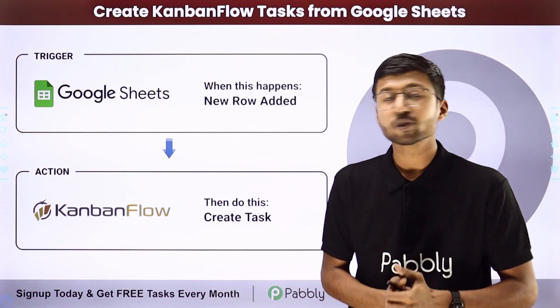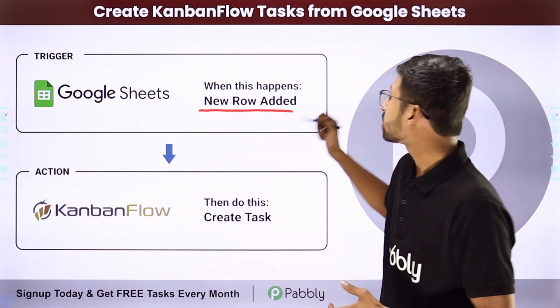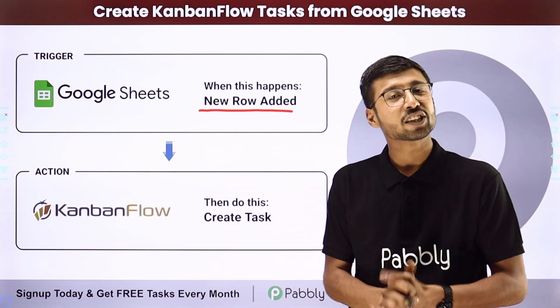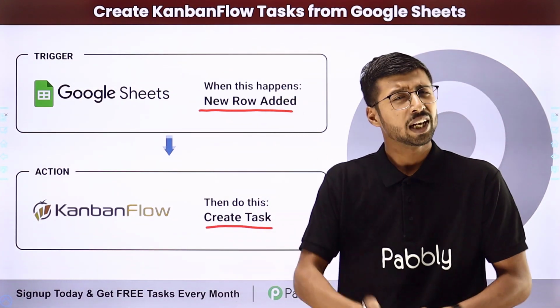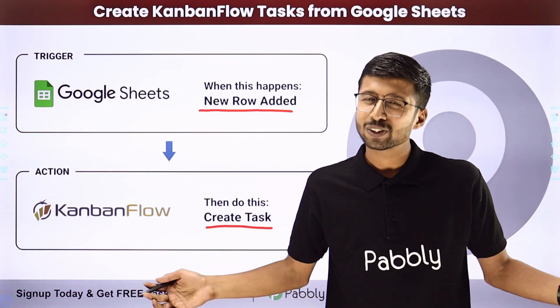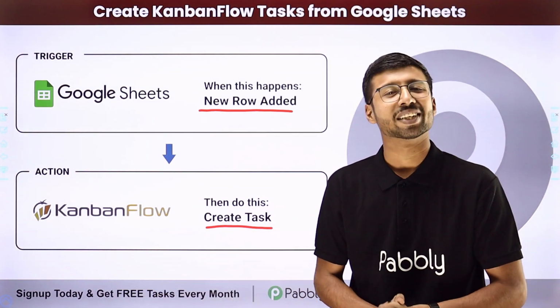So the trigger of this automation will be adding a new row of task details into a Google Sheet. An action will be creating a new task in KanbanFlow with the same details. Now how can you set up this automation? To know this, you have to come with me to my screen.